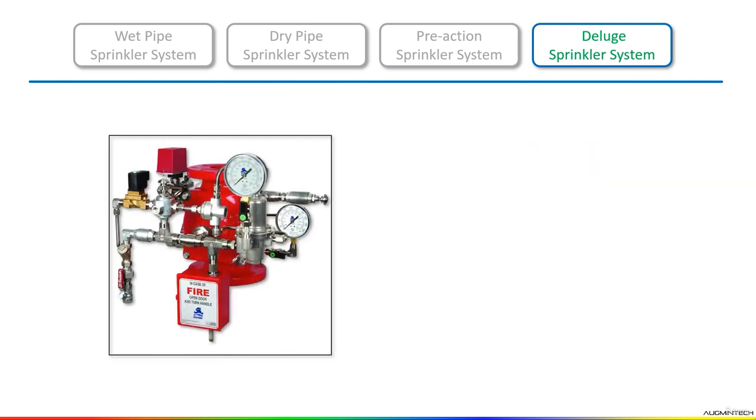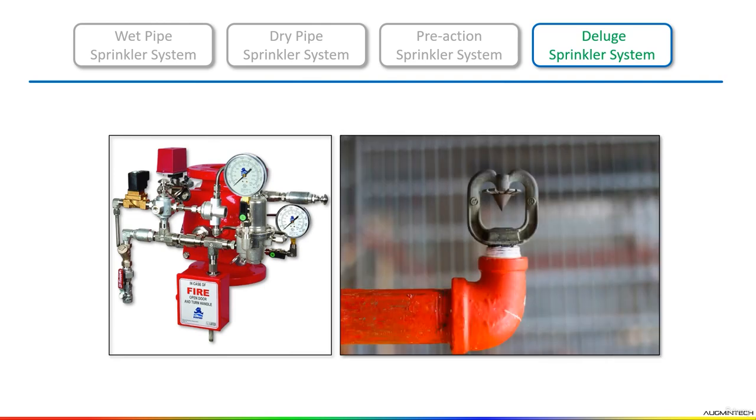Now here you can see, here also we have a deluge valve. So my question is, how does this deluge sprinkler system work? Remember, a fire detection system, smoke or heat, ultraviolet, infrared, optical flame detector, detects the fire and sends the signal to the fire alarm panel to activate the deluge valve.